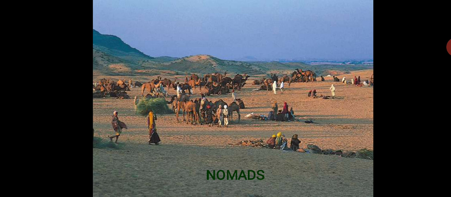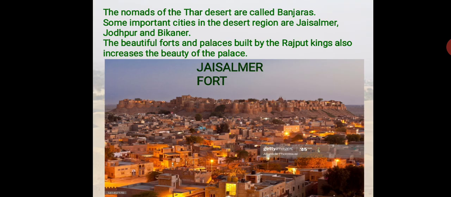Now children, look at this image. Here you can get some idea about who are said to be the nomads in the desert. This is an image of a desert where the people scattered here and there are said to be the nomads of the desert. The nomads of the desert are called Banjaras. Okay, beta.